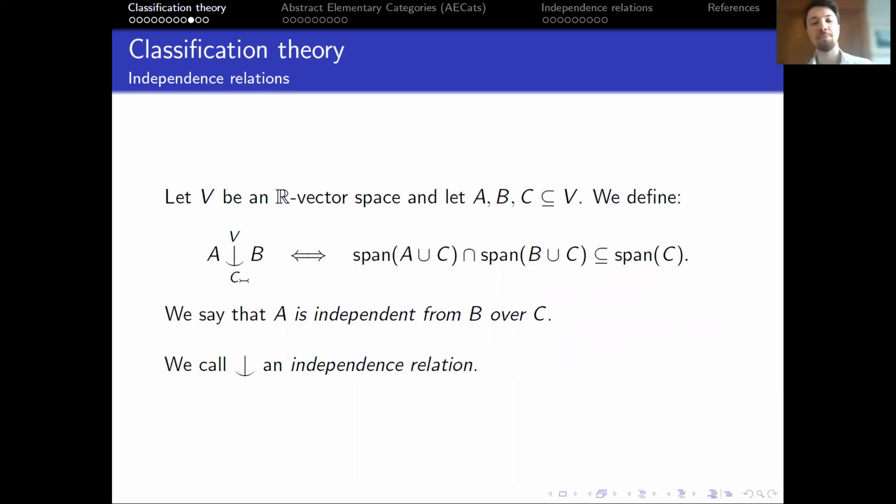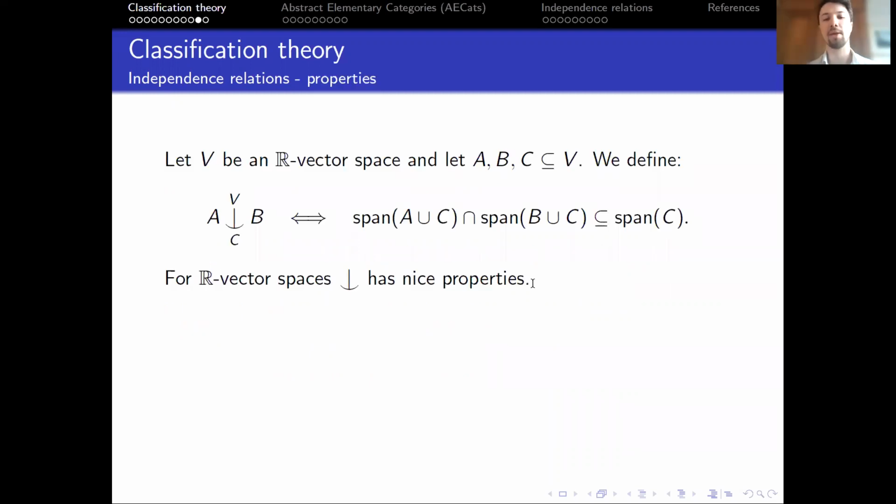We call this an independence relation, and the reason for the name may already be obvious from this definition. It really uses linear independence. It generalizes the idea of linear independence. And for example, in algebraically closed fields, it would generalize algebraic independence. So the name is really fitting.